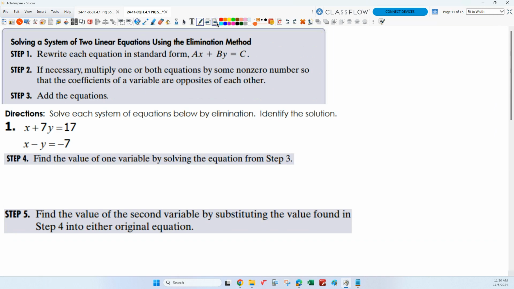Okay, so what's that look like? How about this example right here?